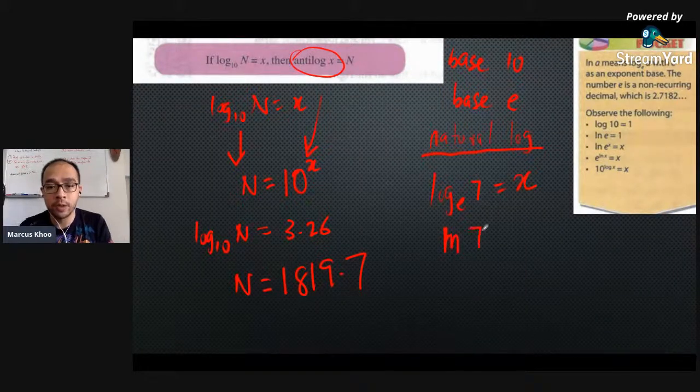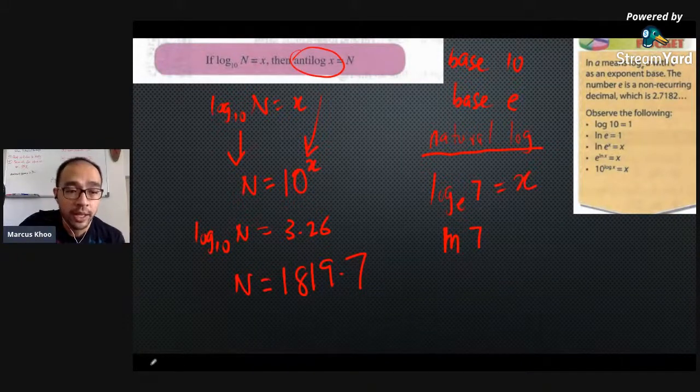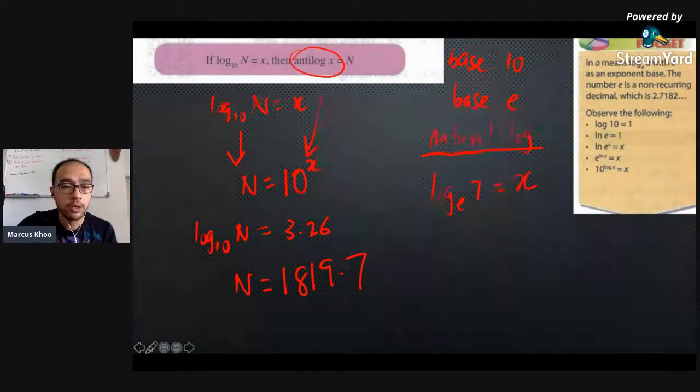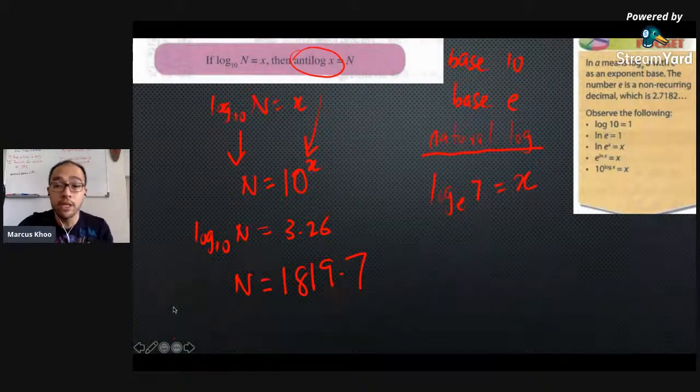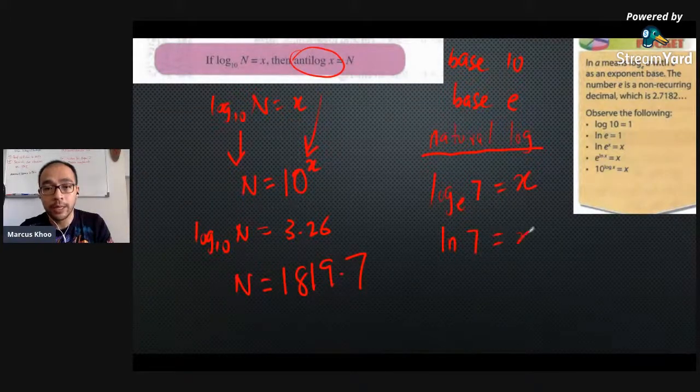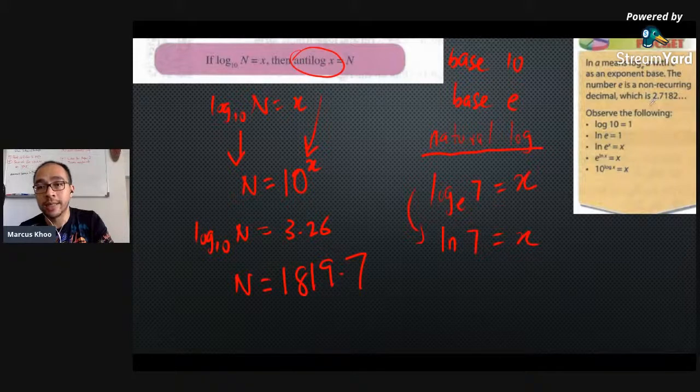ln 7. Hold on, let me erase this first. Okay, so to differentiate between log e, because log e is a lot to say, we say ln 7 equals x. This is the same thing. ln 7 equals log base e of 7. But base e is actually a standard number, 2.718, 2.7182 and so on.